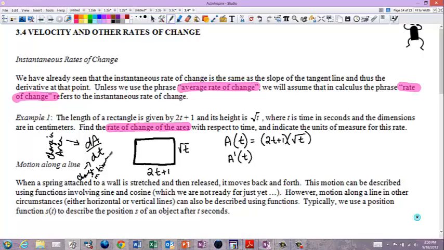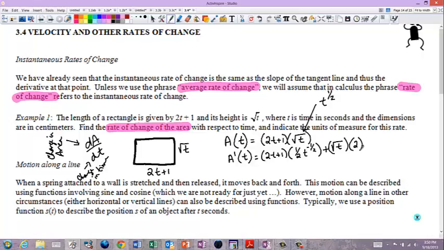So A prime of t, this is a product rule, so we would do 1 d2. Now I'm going to rewrite the square root of t as t to the 1/2. So d2 would be 1/2 t to the negative 1/2 plus 2 square root of t, d1 times 2. And that's it. That's the rate of change of the area.